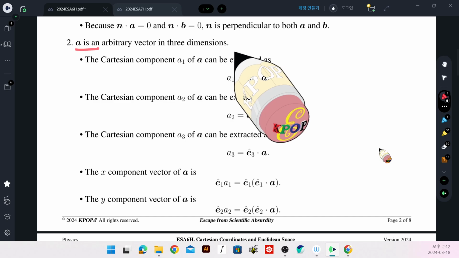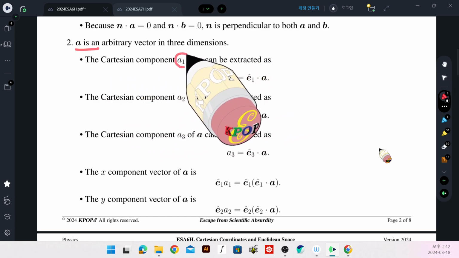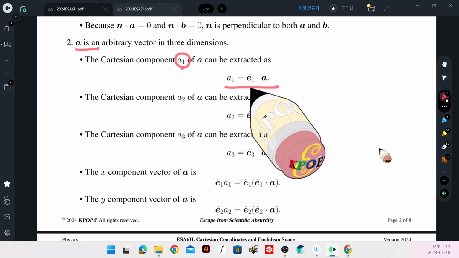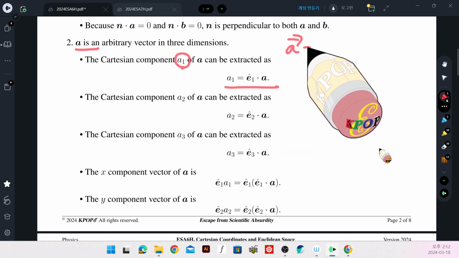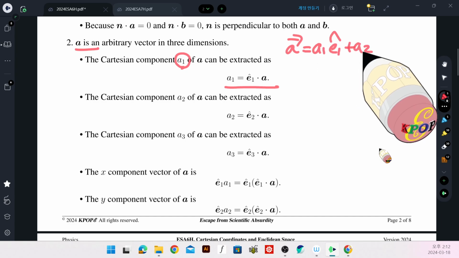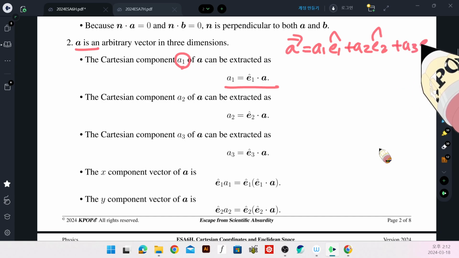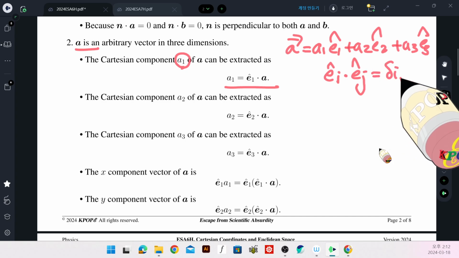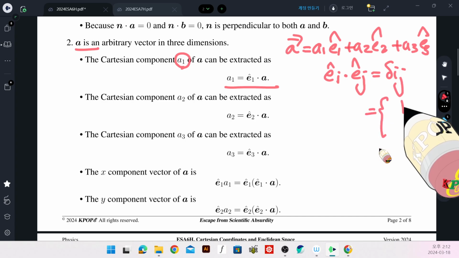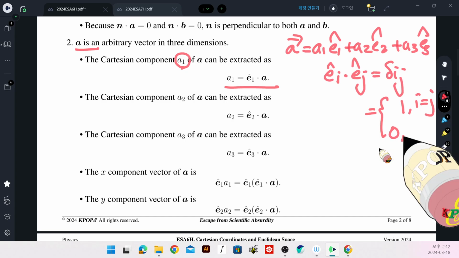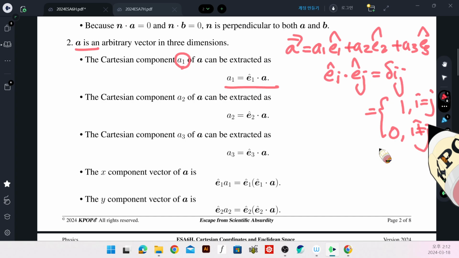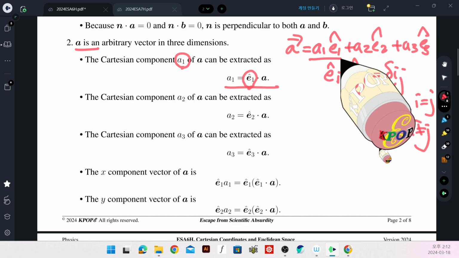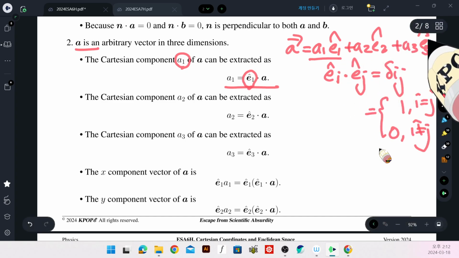A is an arbitrary vector in 3 dimensions. I'd like to read off the first Cartesian component. Then I multiply by the unit vector E1 hat as the scalar product, because A equals A1 E1 hat, A2 E2 hat, and A3 E3 hat. We know Ei dot Ej equals Kronecker delta ij. That is 1 if i equals j, 0 if i is not equal to j. Therefore, if I multiply E1 dot, this term survives and the remaining two pieces vanish exactly.